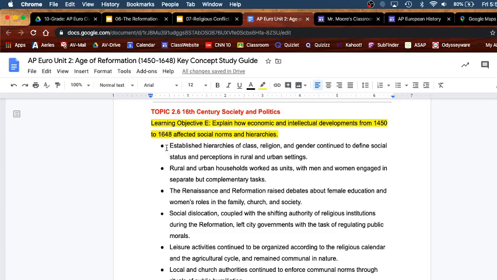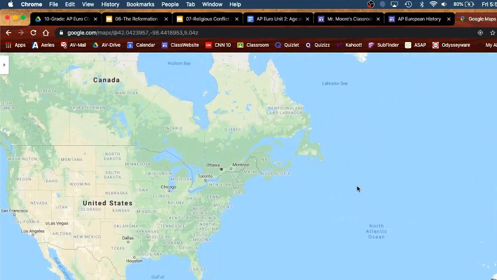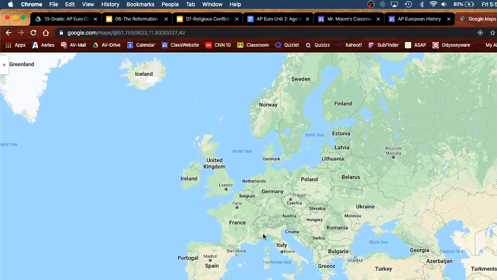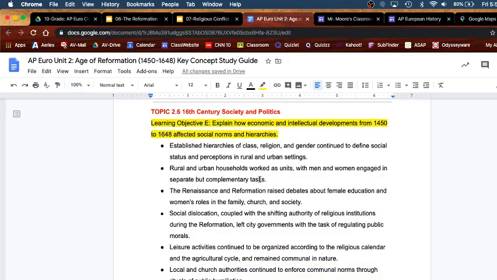So, this first bullet point says, established hierarchies of class, religion, and gender continue to define social status and perceptions in rural and urban settings. Rural is the countryside, right? That's Wyoming. Urban, that's city, that's San Francisco. And there are different ideas of status and perceptions of how things work. Obviously, we're talking about European history, and so we don't want to use too many examples here in our own country, but it does allow us to at least grasp the concept that we're looking at.